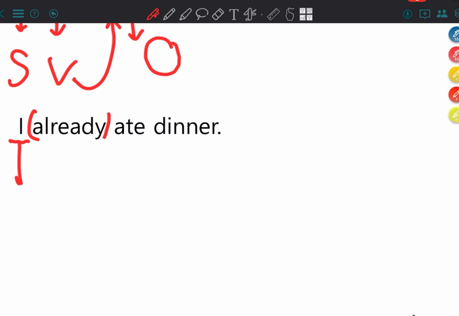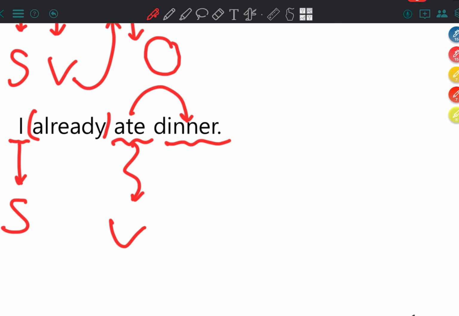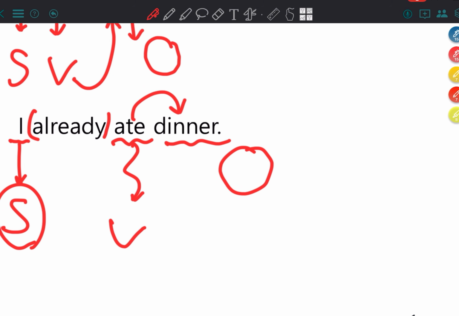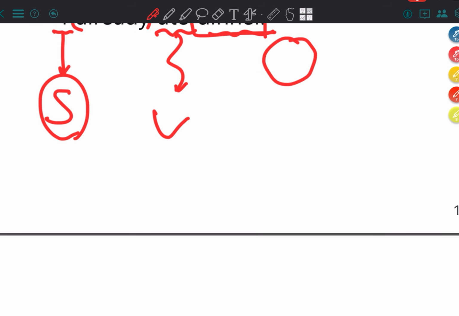And how about, I already ate dinner? I, obviously, is the subject. Ate is the action, the verb. And dinner is something that is eaten by the subject, right? So this is the target of the verb, the target onto which a verb is done. So dinner is the object here.